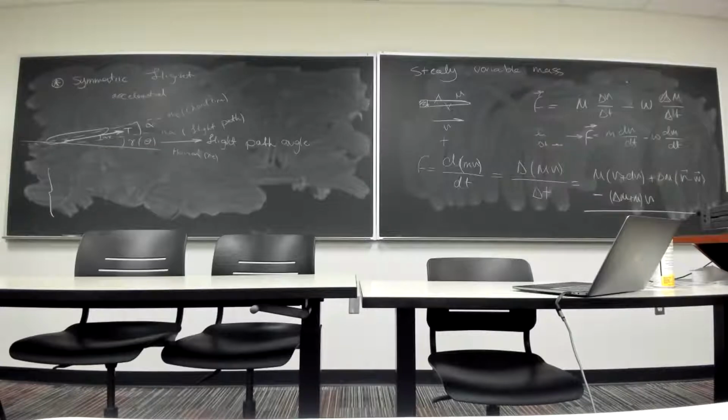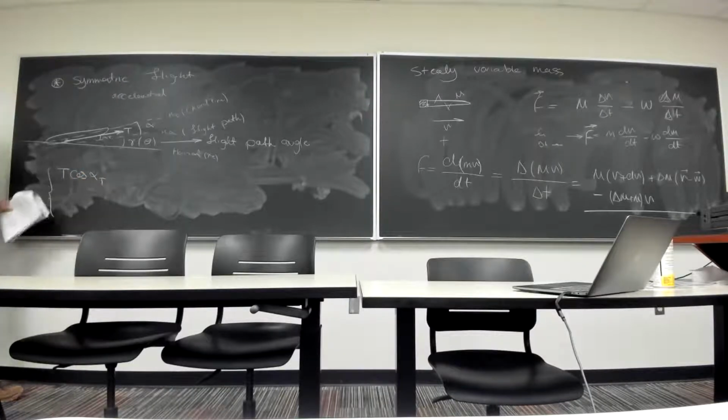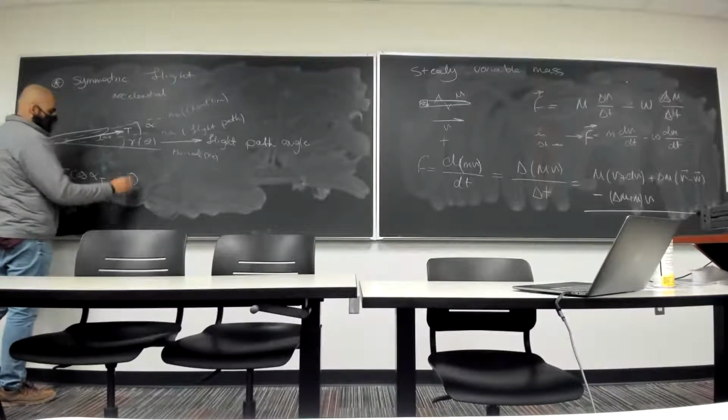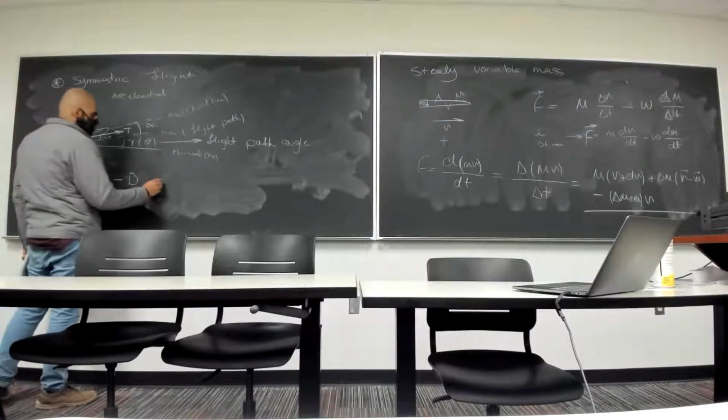Okay, let's do it. T cosine of alpha t. So which direction is this? X of A, exactly. So T cosine of alpha t. What else do we have here? Drag. And what else do we have here? Weight.